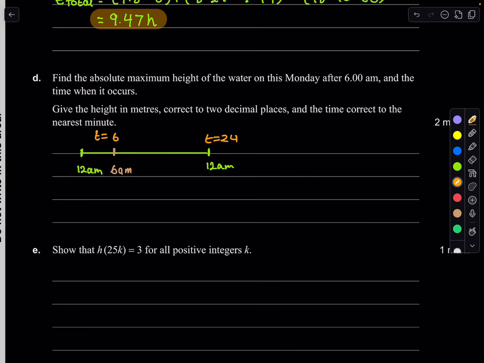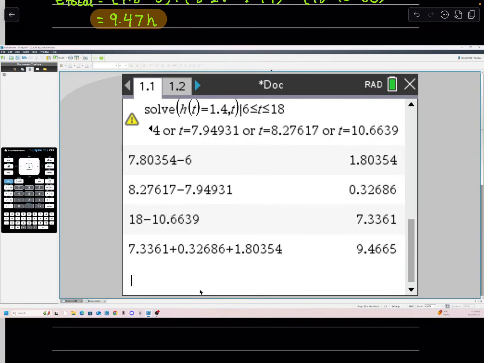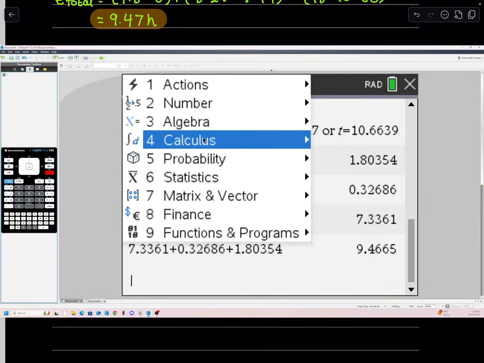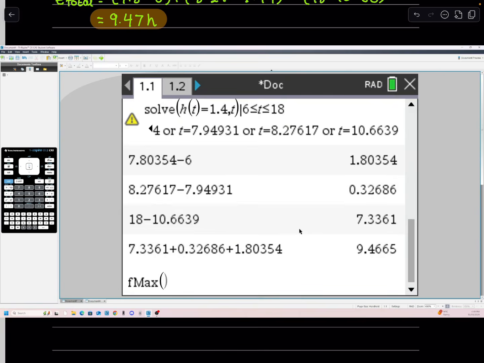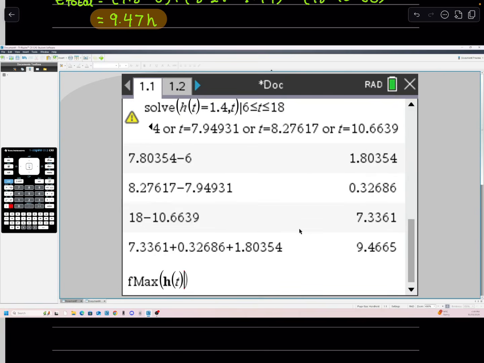So we need to make sure we have the right domain, and we can just use the CAS here really quickly. We can use function maximum. We've got the domain, so we can go to the CAS and find the maximum height. By CAS, go to Menu, Calculus, then Function Maximum. Write the function, comma t, and write the domain where you want to find it.